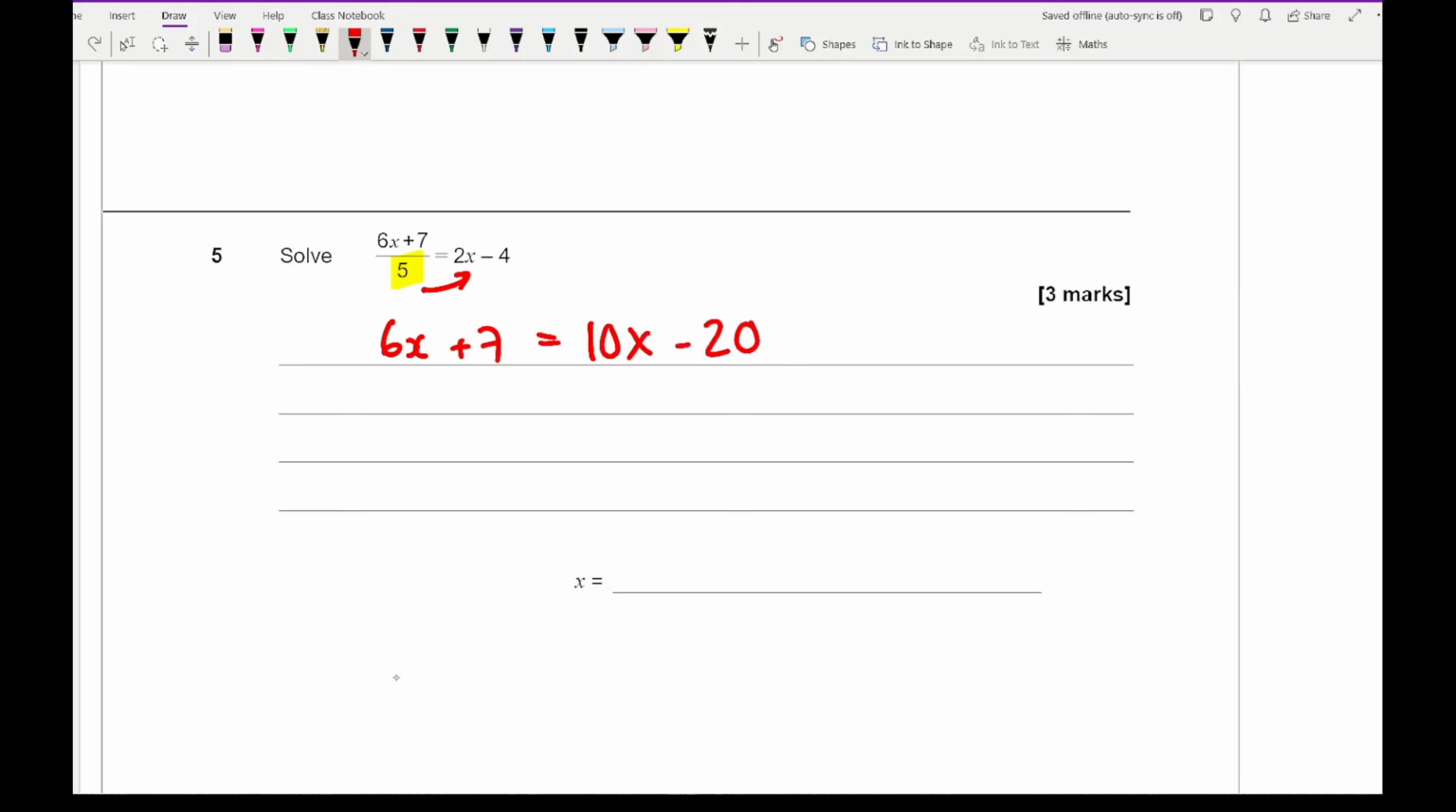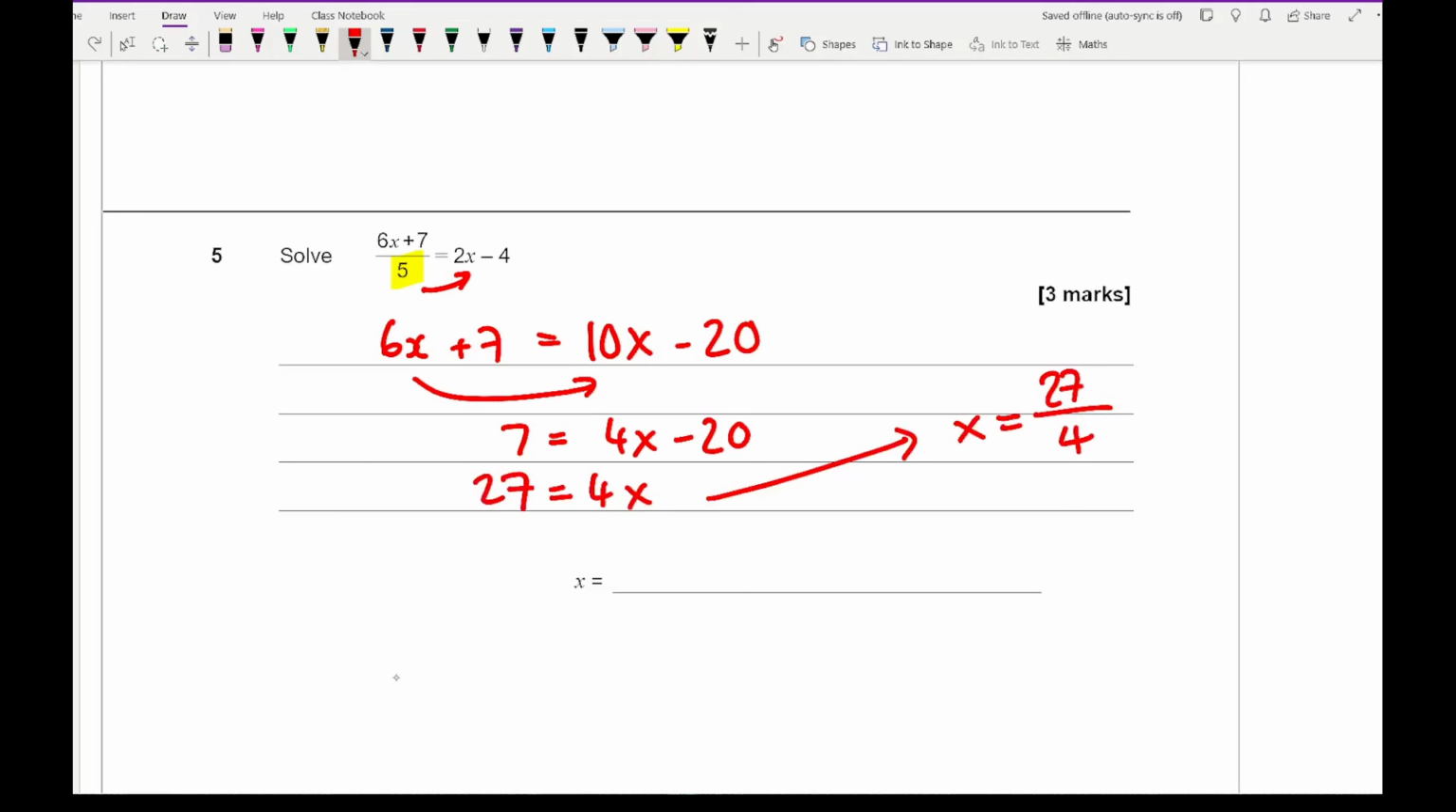And then from this, what we then got to do is take the 6x over to the other side. So we end up with 7 equals 4x minus 20. And then 27 equals 4x. So then x equals 27 divided by 4.